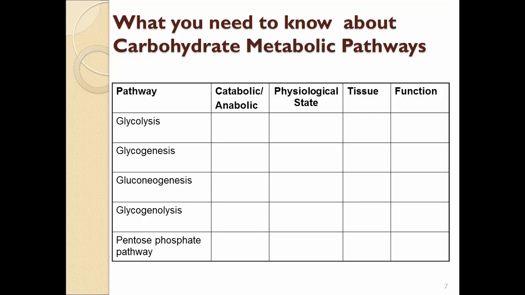For example, let's say gluconeogenesis, right? Do you guys know which tissue is the main tissue that can do gluconeogenesis? Liver, right? And what is the other tissue that can also do gluconeogenesis? Kidney, right? So liver and kidney can do gluconeogenesis, and not the other tissues, right?